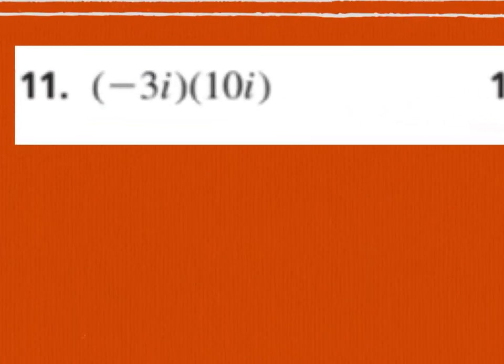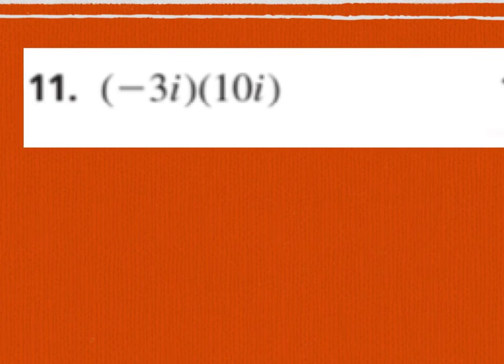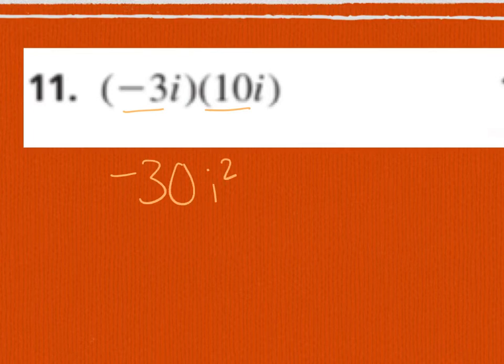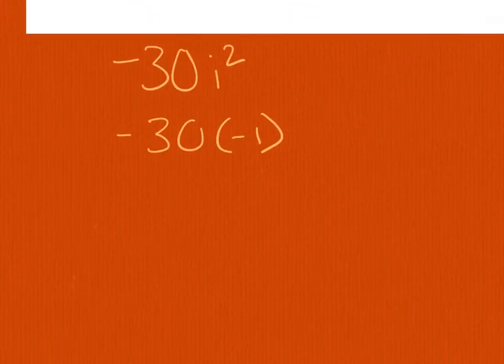All right, we have 3 more examples of multiplying. So here we have -3i times 10i. We would multiply our real numbers together. So this is -30, and we have 2 i's, so this would be i squared. Now our i squared becomes -1, so -30 times -1, this would change it to a positive 30.